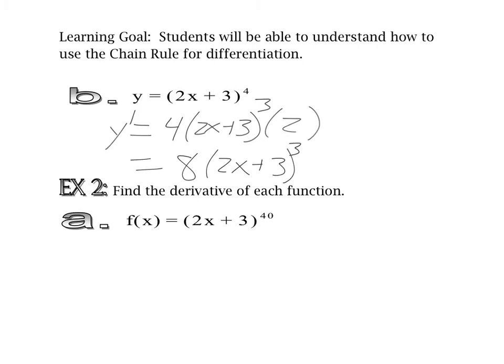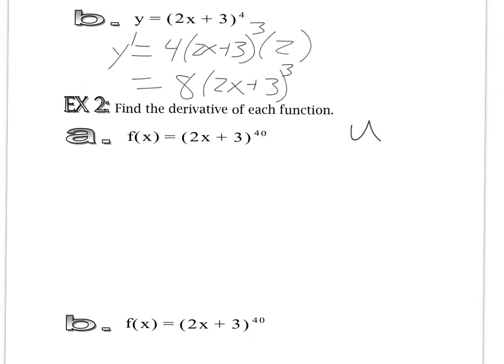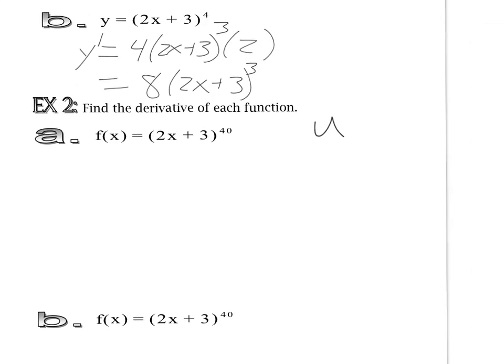So I'm going to show you the same process here. But instead of the 4th power, what if it's the 40th power? So we have two ways. I'm going to do one with u substitution and one without. We'll get the same thing. I prefer u substitution, though. I think it makes it a lot simpler. So I'm going to make my u equal the inside again. It's 2x plus 3. Therefore, my du would just be 2 dx.